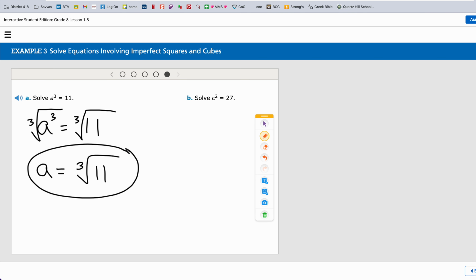What about c squared equals 27? Well, I need to take the square root. 27 is not a perfect square, so I would write my solution as c equals positive or negative square root of 27. That whole thing is the answer. Okay, I can't leave anything out of this. Everybody good with that? Alright.